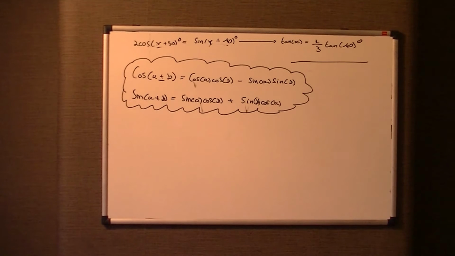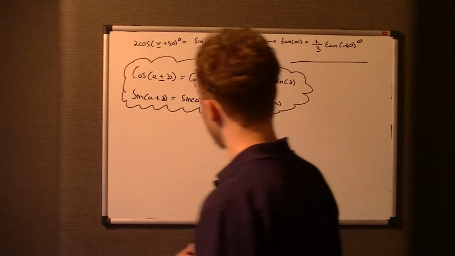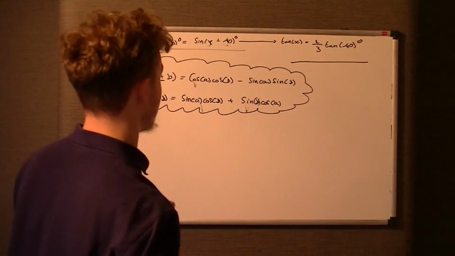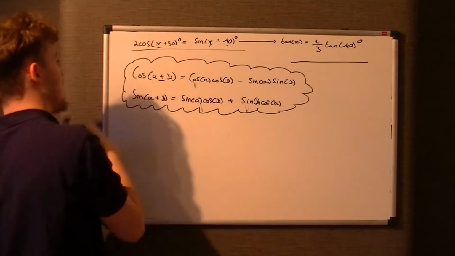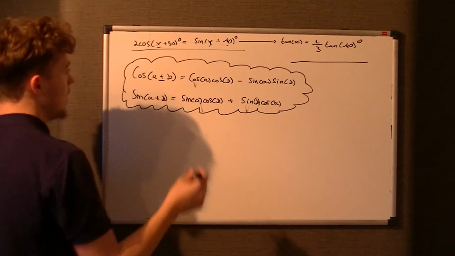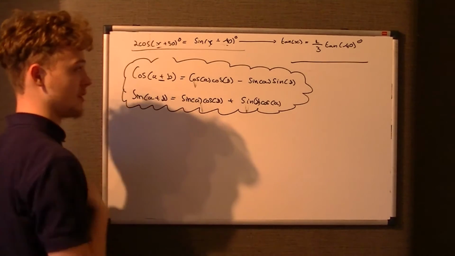Okay, so what we do here is, we correspond the A and B with the values we're given. We're told 2 cos x plus 50 is equal to sine x plus 40. Now, we're not asked to prove that 2 cos x plus 50 is equal to sine x plus 40. We're asked to prove that the combination of them two is the same as saying tan x is equal to a third of tan 40.